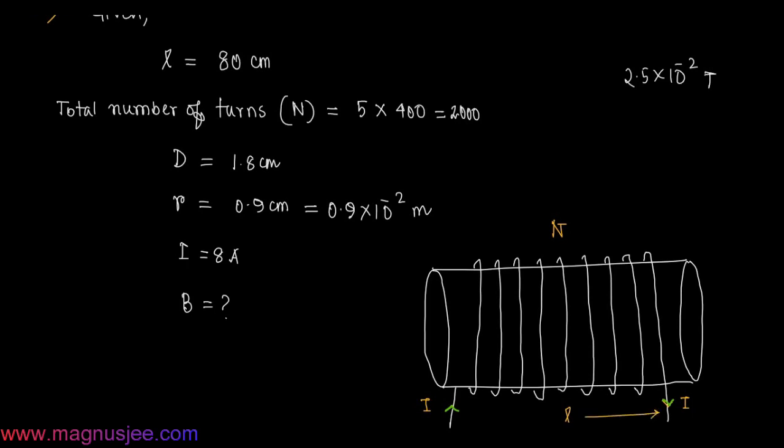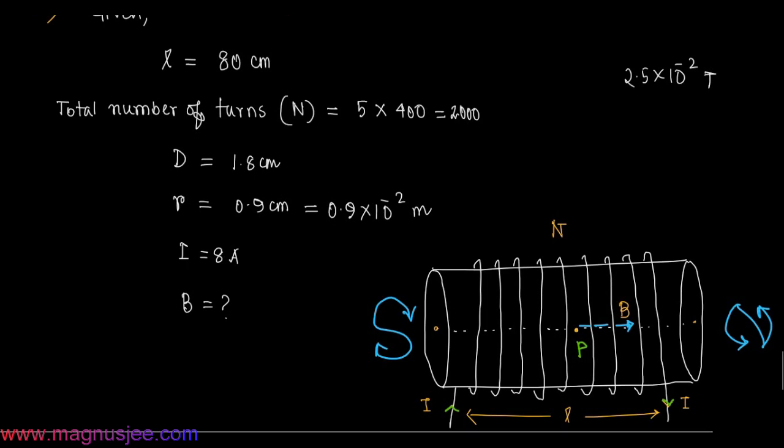N is the number of turns and small l is the effective length of the solenoid. P is a point on the axis of the solenoid and inside the solenoid. At the point P, magnetic field induction B will act from south pole to north pole.